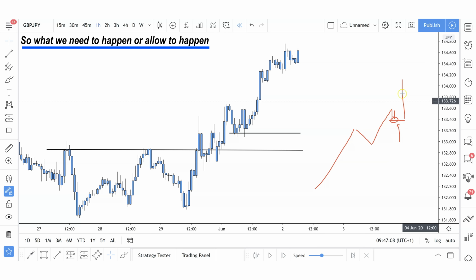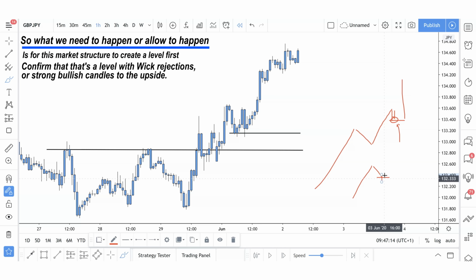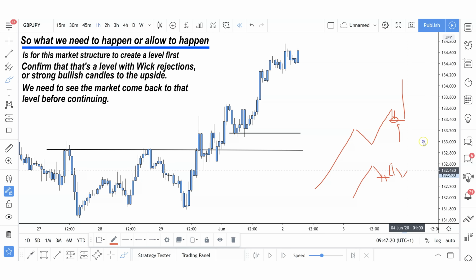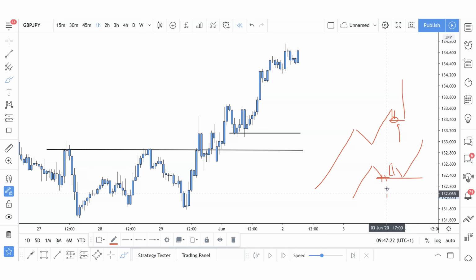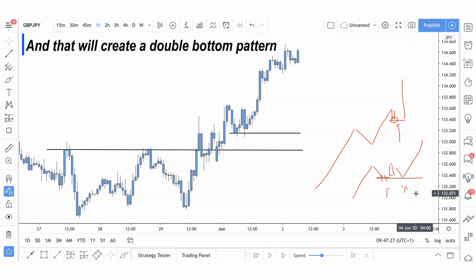So what we need to happen or allow to happen is for this market structure to create a level first, confirm that that's a level with wick rejections or strong bullish candles to the upside, and then we need to see the market come back to that level before continuing, and that will create a double bottom pattern that will help confirm that the trend is still strong.